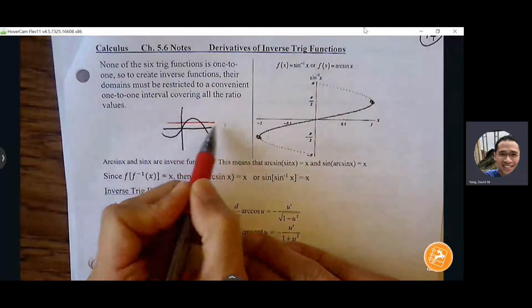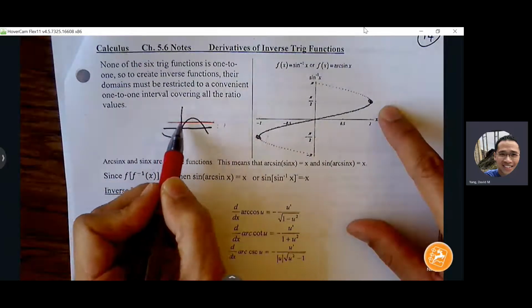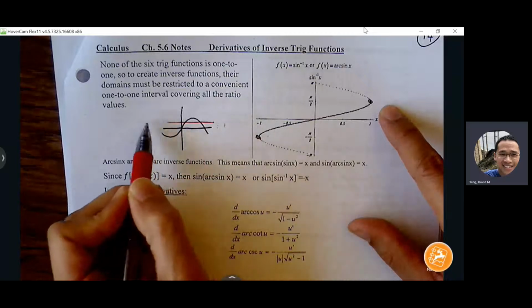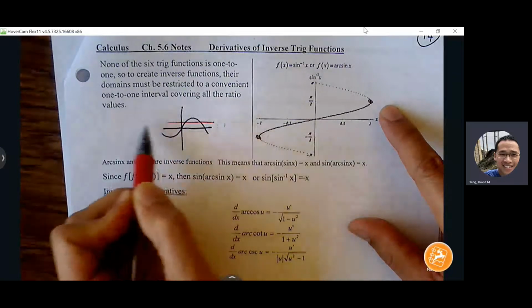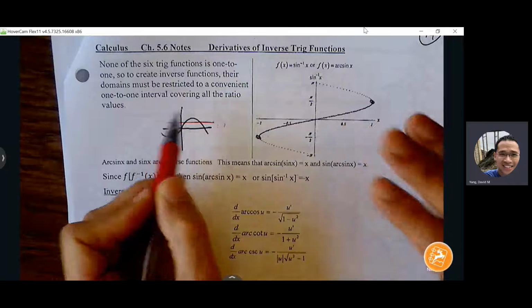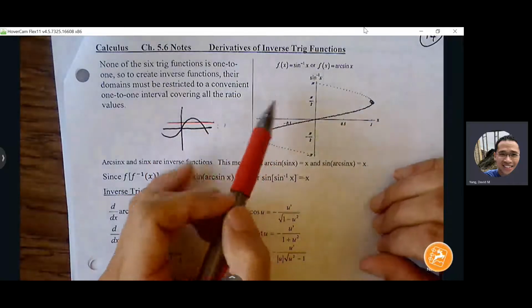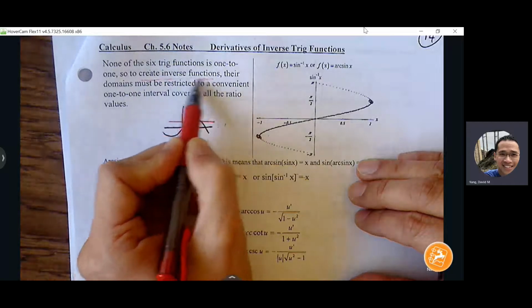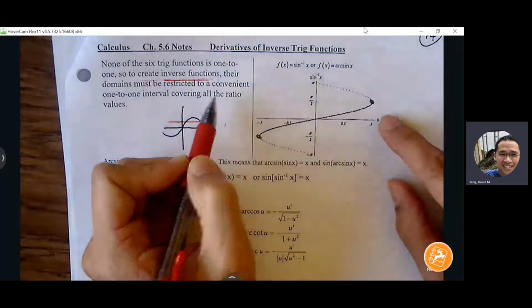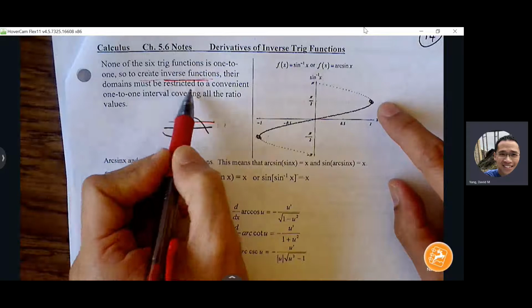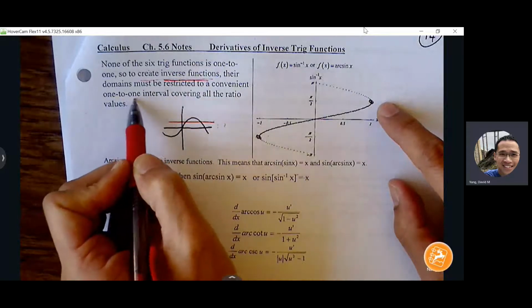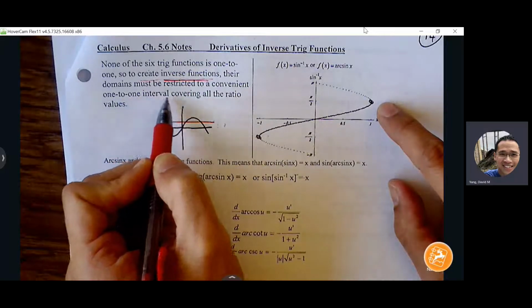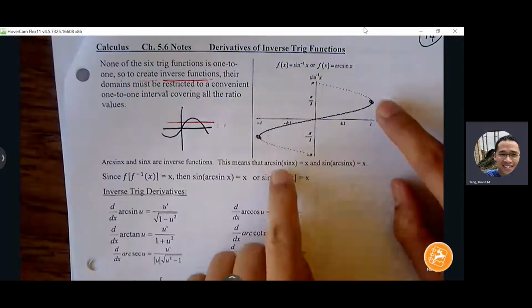So that means sine, cosine, tangent. If I draw a horizontal line, I'm always going to be able to hit more than one point, which means that the inverse is not really a function. However, we can call them inverse functions, inverse trig functions, because we are restricting the domain so that it's restricted to one-to-one, a convenient one-to-one interval covering all the ratio values.